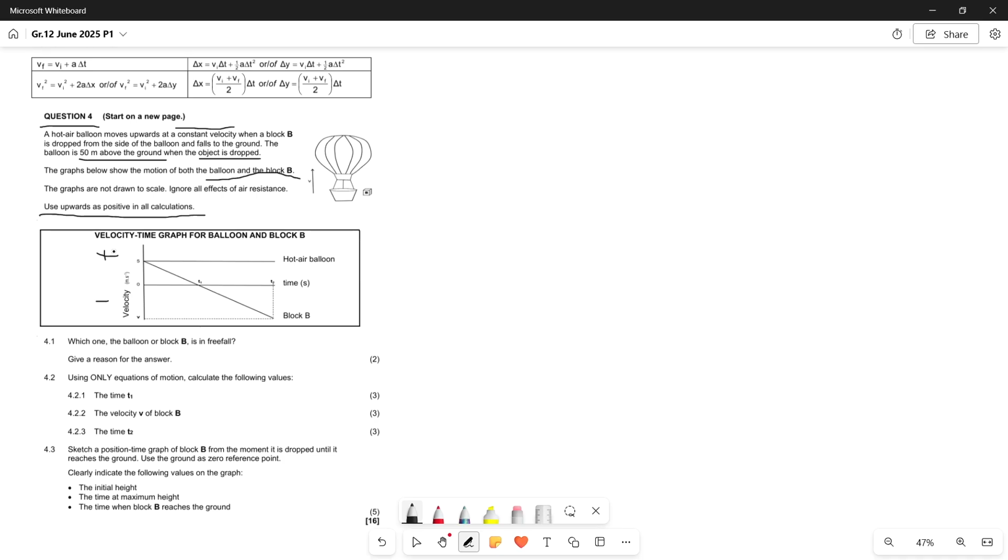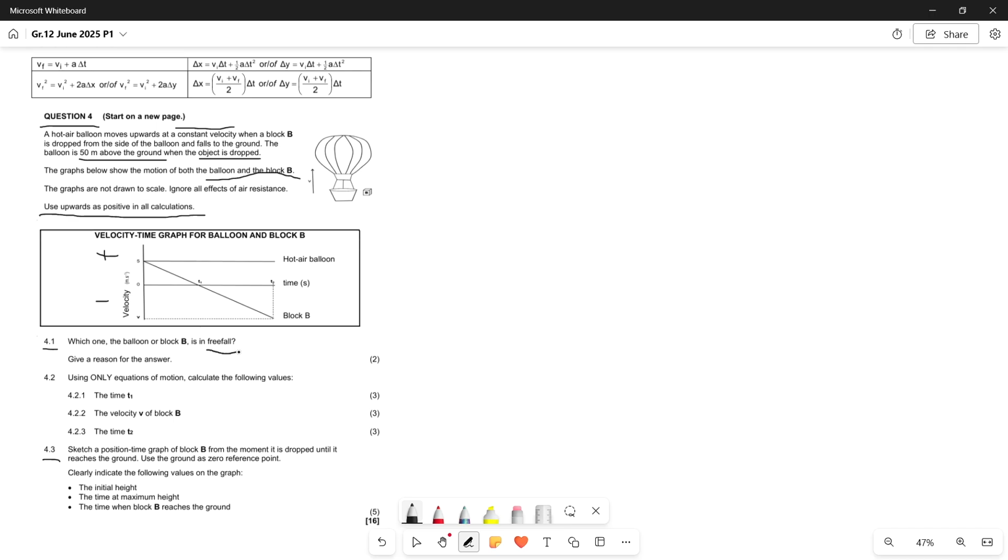Very important. So what we have here is a velocity time graph for the balloon and block B. As they mentioned, we have our velocity on the left, our time on the x-axis over here, and our positive direction is the initial direction. So everything above the line is positive, and the initial direction is the one that the block and the hot air balloon are moving in. So 4.1 says, which one, the balloon or block B, is in free fall?